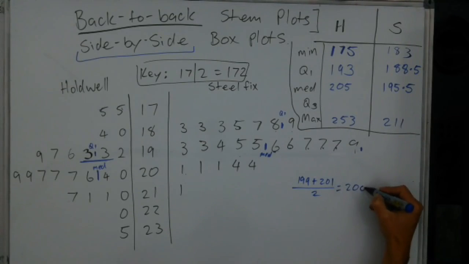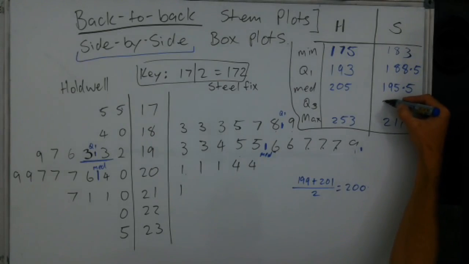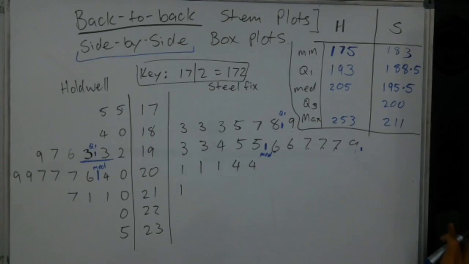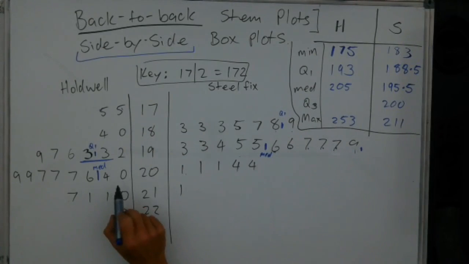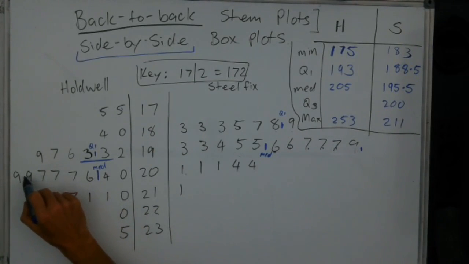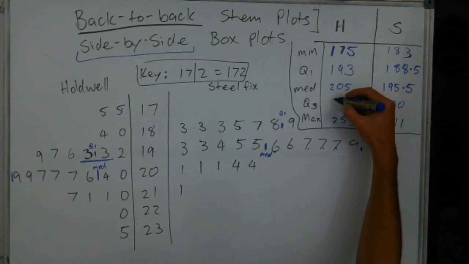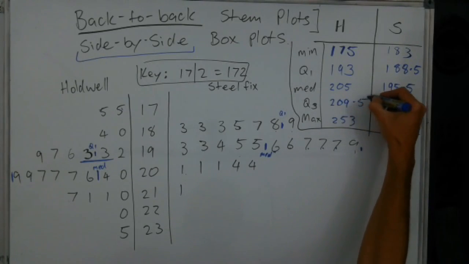Equals 200. So that's for that one. And 1, 2, 3, 4, 5, 6. So it's between 209 and 210. So that's going to be 209.5.